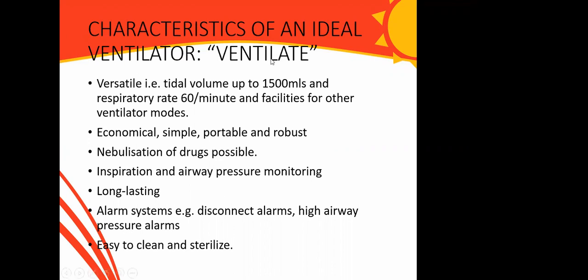so you use the word VENTILATE. V: a mechanical ventilator should be versatile. What we mean is that it should be able to ventilate up to a tidal volume of 1.5 liters and a respiratory rate as high as 60 cycles per minute, and should be able to facilitate different kinds of ventilator modes. That's what we mean by versatility of a mechanical ventilator.